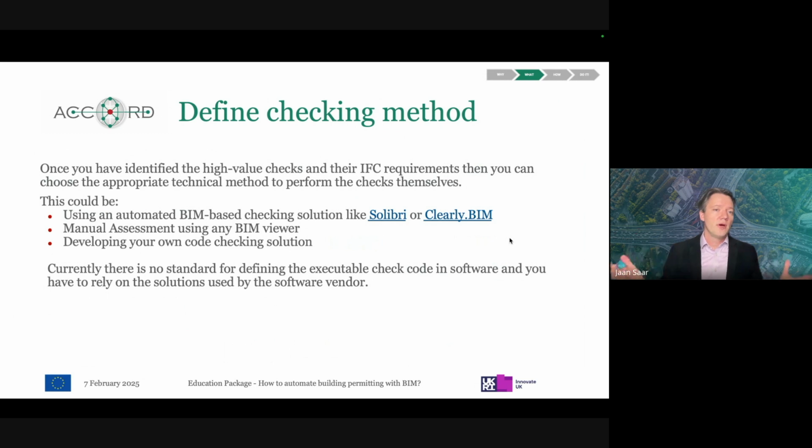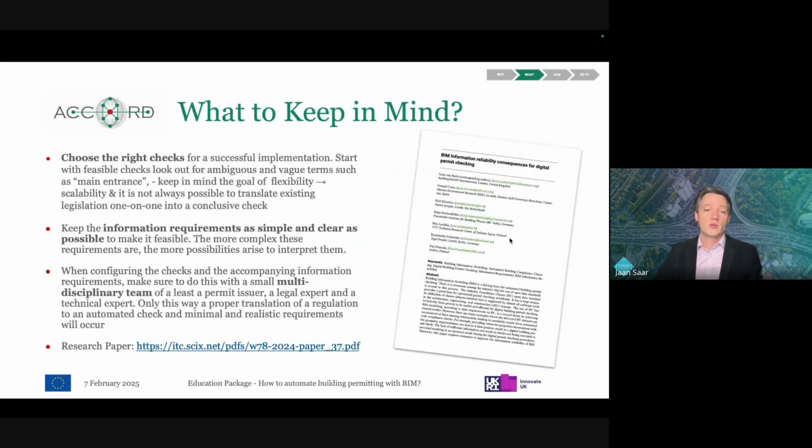So then you define the checking method. Either it's manual or you use a software solution like Solibri or Clearly BIM. Or you can even develop your own code checking solution, which I do not really recommend. But here's a nice set of things to keep in mind when you're following this process.